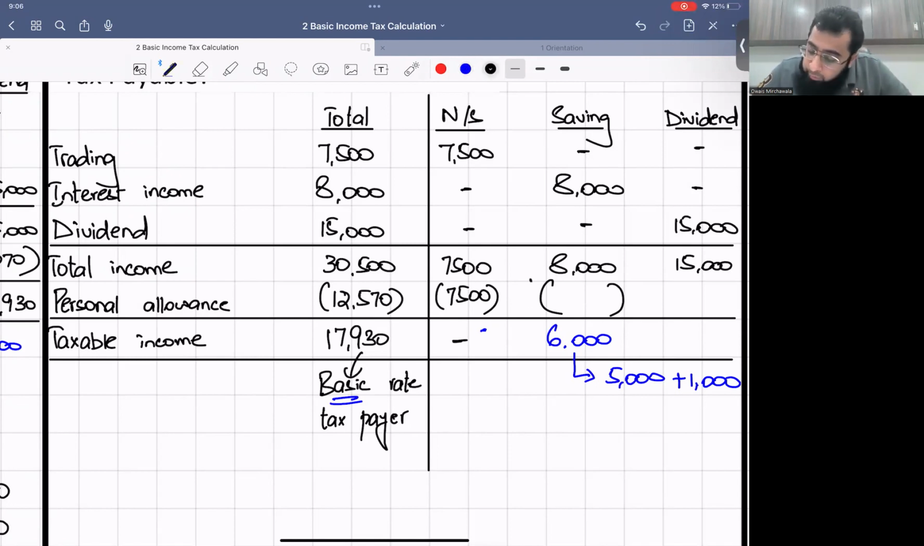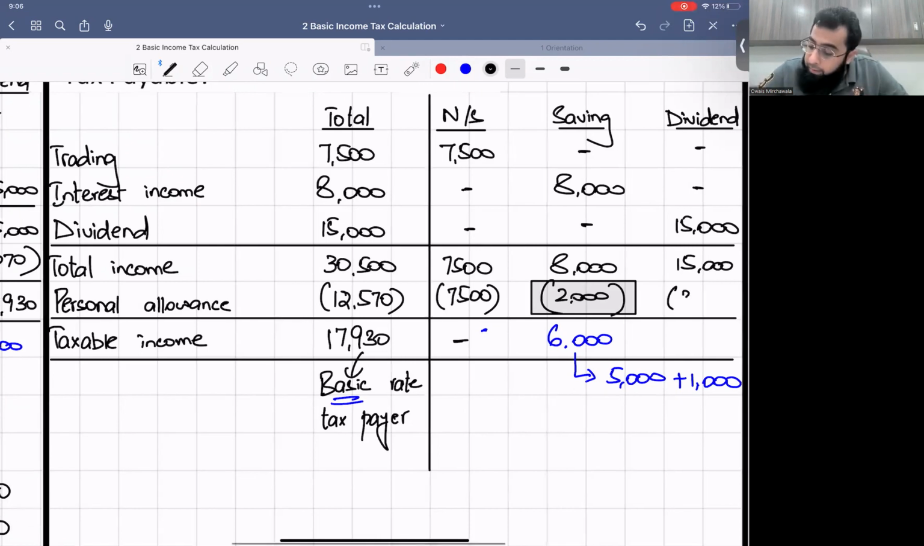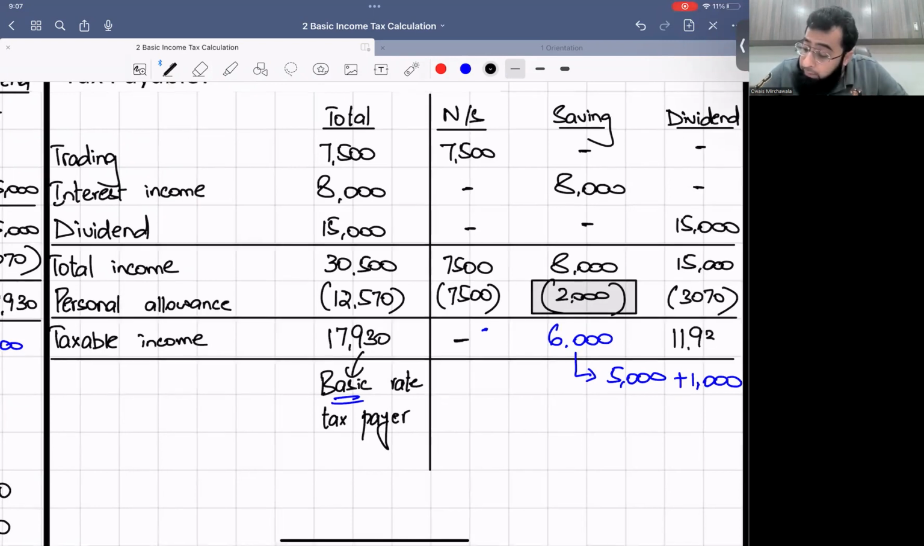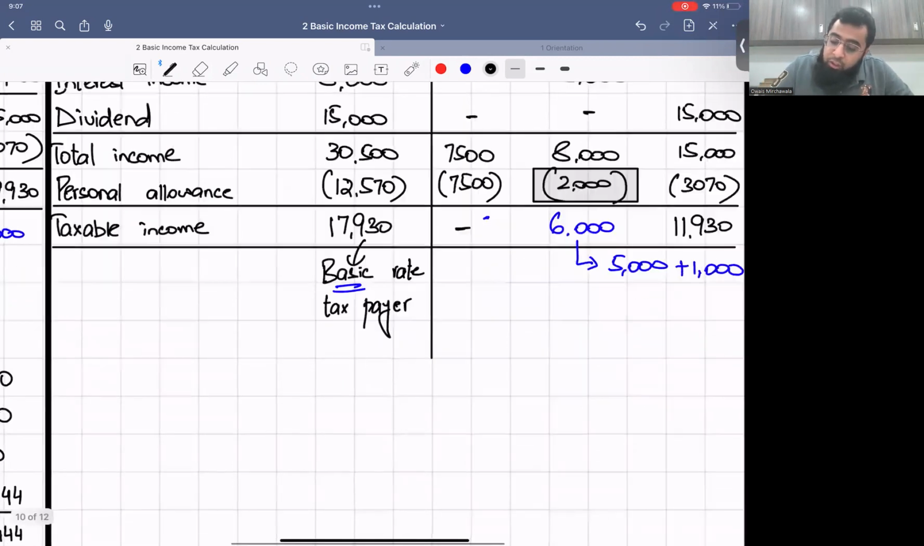Okay? So we will use the balancing personal allowance value, and that is 2,000. 7,500 against non-saving, 2,000 against saving. The remaining personal allowance is 3,070, which will be used against dividend. So my taxable income in dividend is 11,930. Let's charge tax on it.